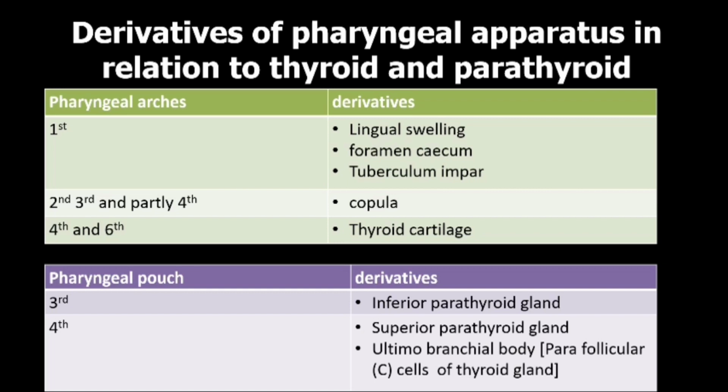Now moving toward the pouches, there are first, second, third and fourth pouch. Third and fourth are essential for the thyroid and parathyroid development. Third dorsal surface will form the inferior parathyroid gland, which is also known as parathyroid 3, and the ventral surface will form the thymus gland. Talking about fourth, dorsal surface will form the superior parathyroid gland, and ventral surface will form the ultimobranchial body, which will form the parafollicular C cells, which are essential for the calcium metabolism in our body.